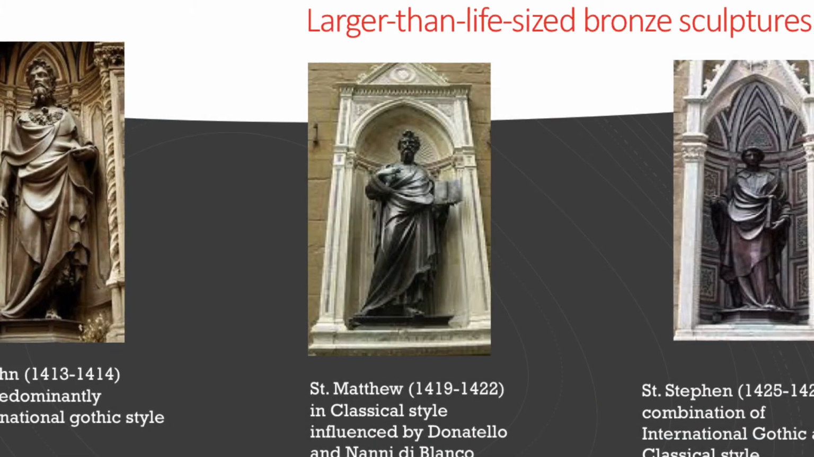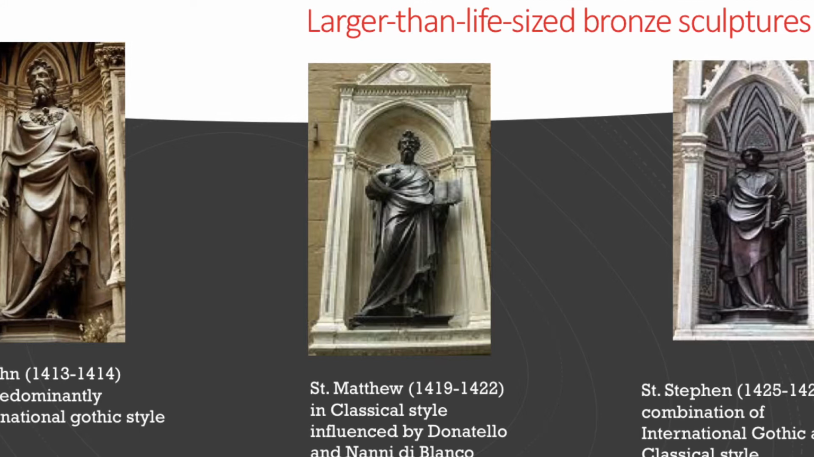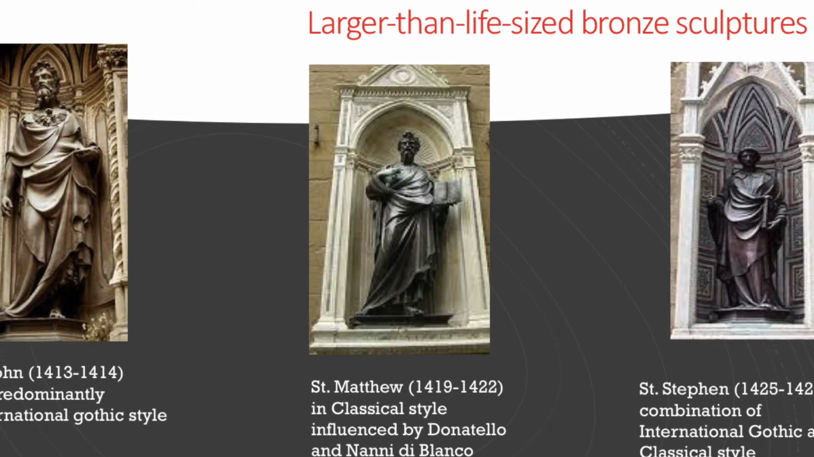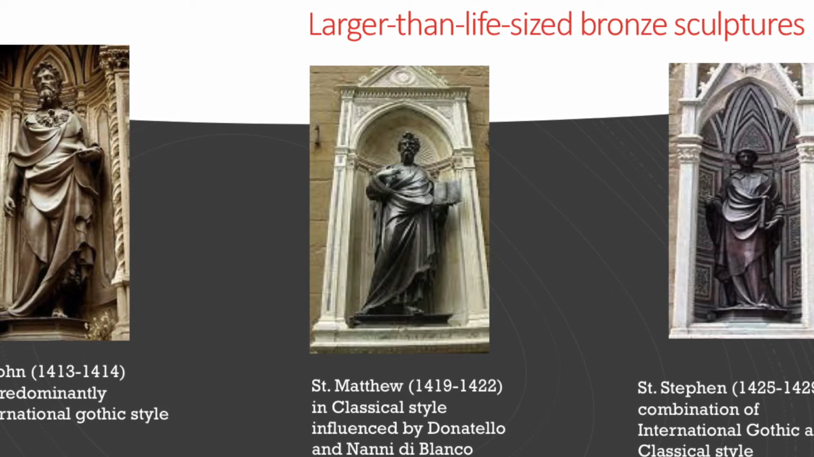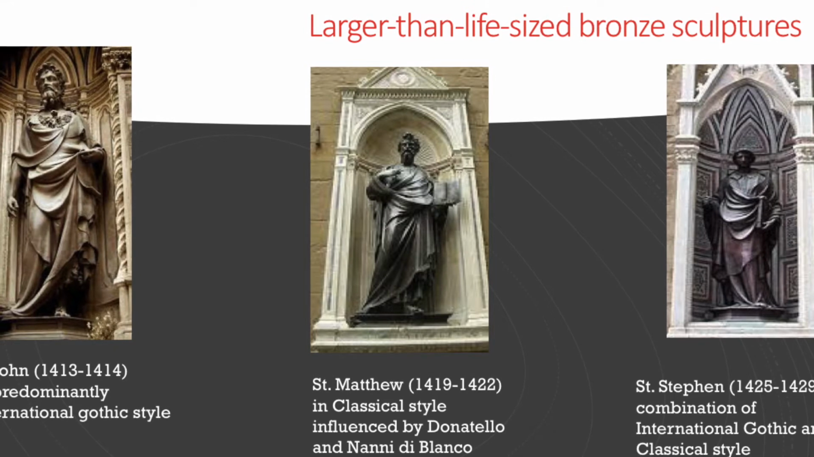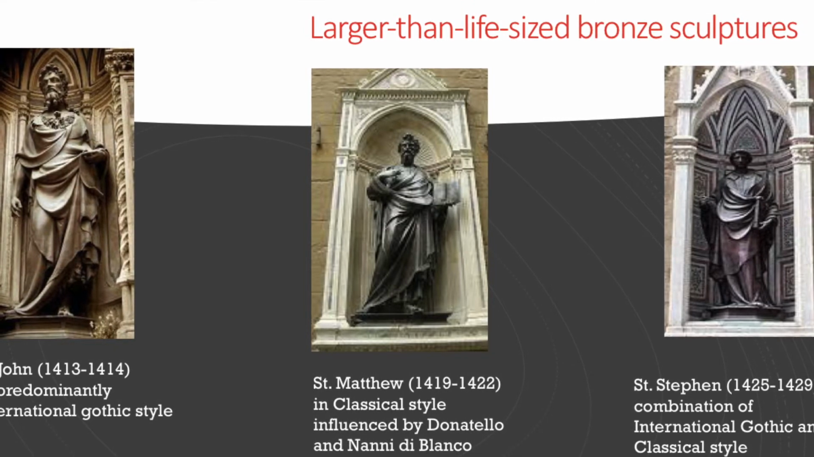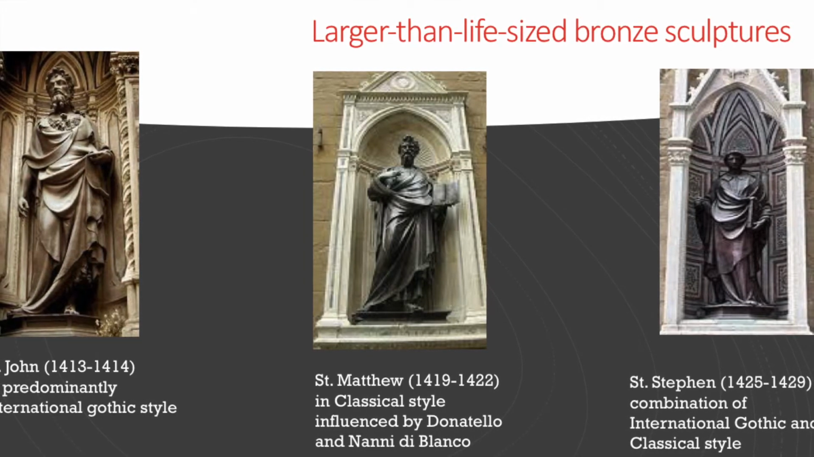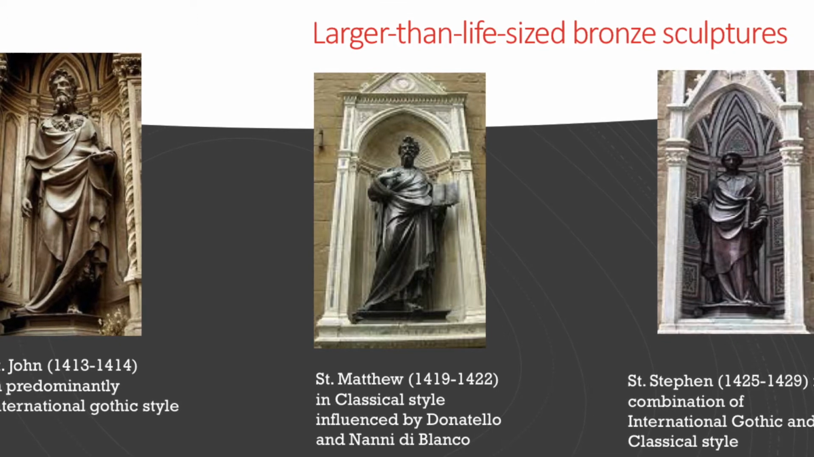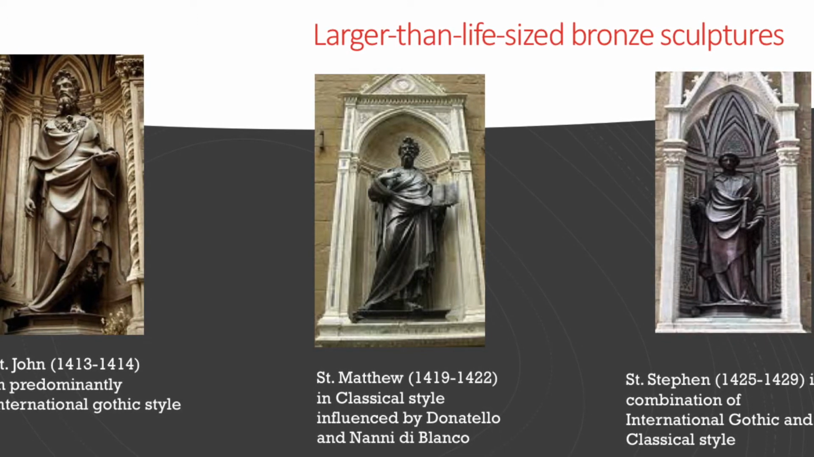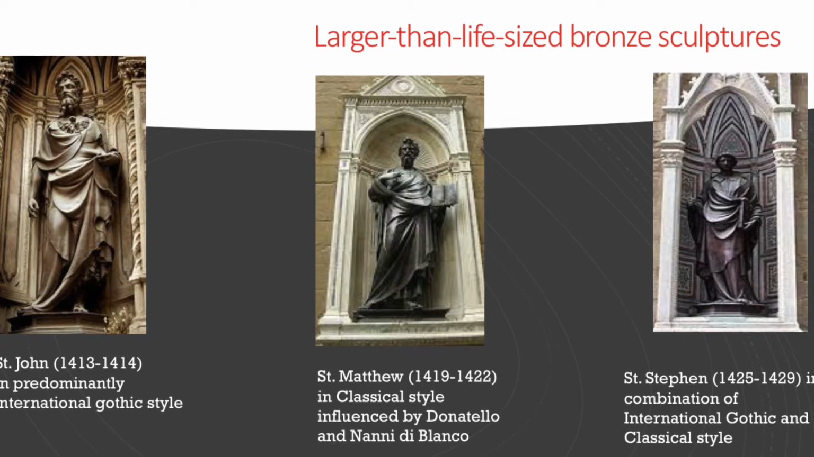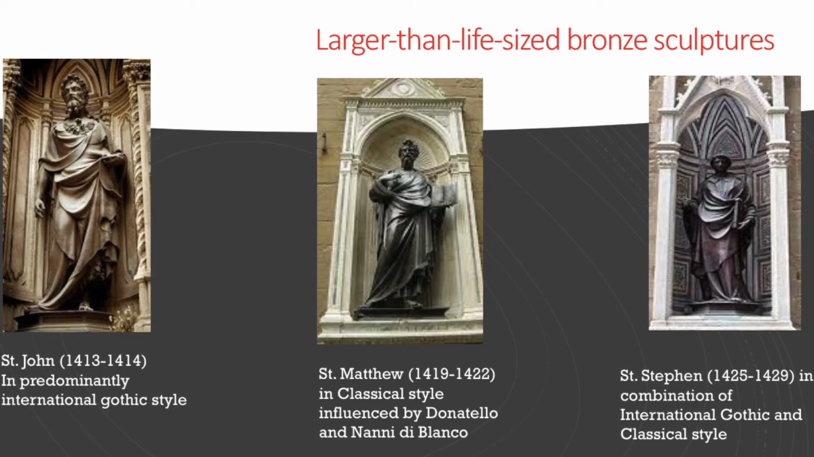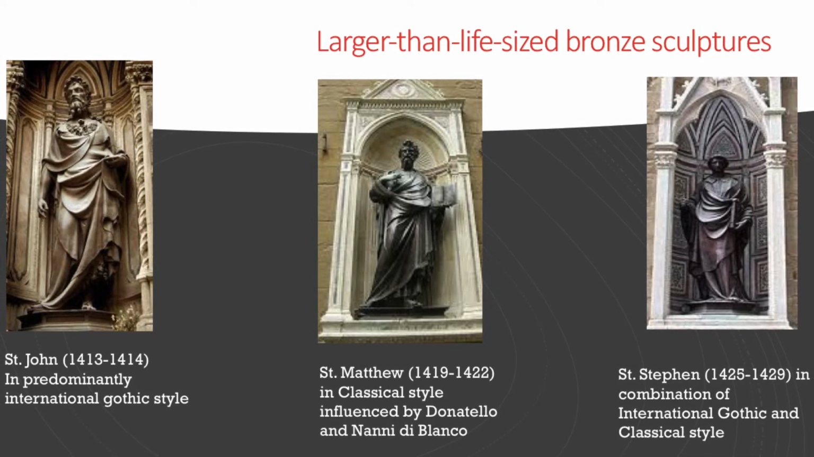While planning the doors, in 1412, Ghiberti was asked to create a larger-than-life-size bronze sculpture of St. John the Baptist for the exterior of the church of Orsanmichele. This sculpture was made from 1413 to 1414 in predominantly international Gothic style. After finishing this sculpture, he was quickly asked to create 2 similar bronze sculptures of St. Matthew. This sculpture was made from 1419 to 1422 in classical style, influenced by Donatello and Nanni di Banco.